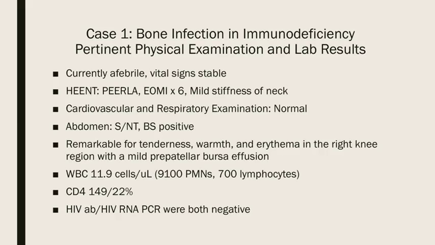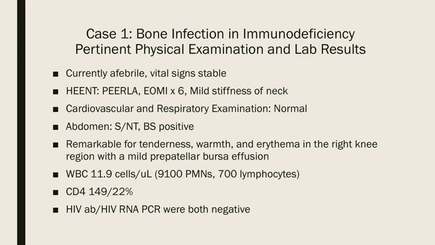So we took a look at the patient, and at the time of presentation, the patient was afebrile with stable vital signs. The patient had some mild stiffness of their neck. Their cardiovascular and respiratory examination was unremarkable, as was their abdomen. But the patient had tenderness, warmth, and erythema in the right knee region with a mild prepatellar bursal effusion. White blood cell count was modestly elevated, and the CD4 count, surprisingly, was 149, or 22%.